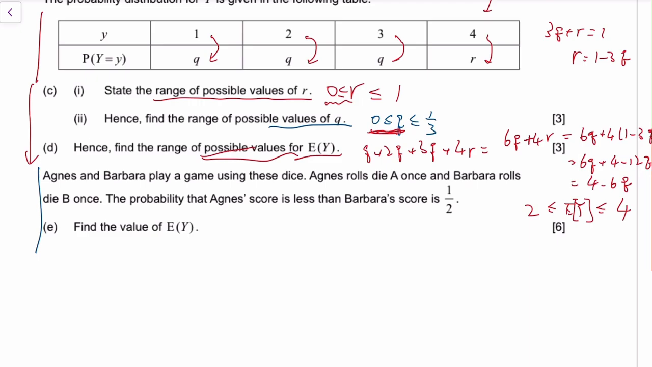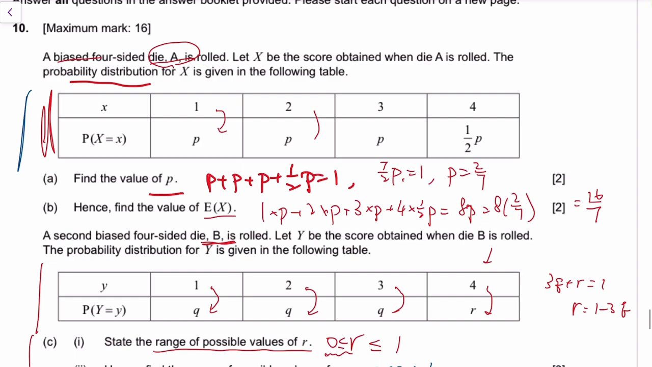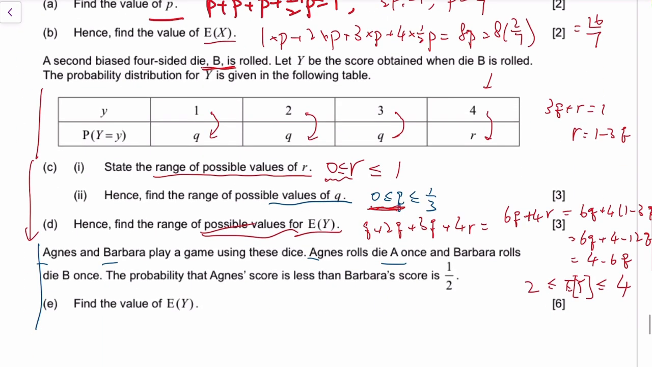So we have A and B playing games. Alright, A is going to roll die A, again that's X, the first table. B rolls die B, that's the second table. They tell you that the probability that A scores less than B is half. Just from that, find the expectation of Y.